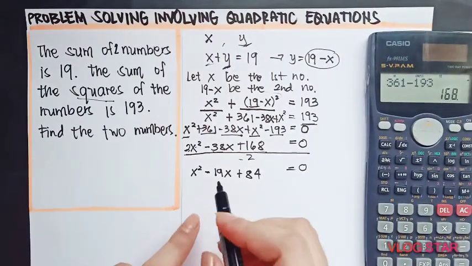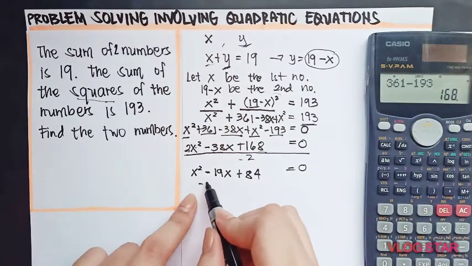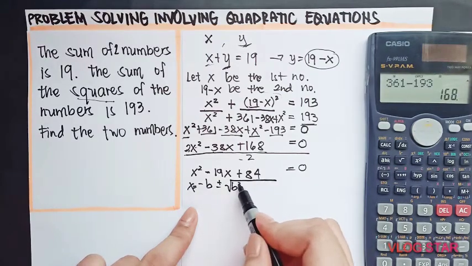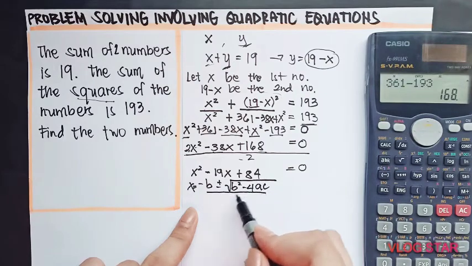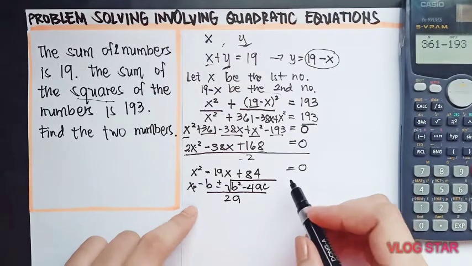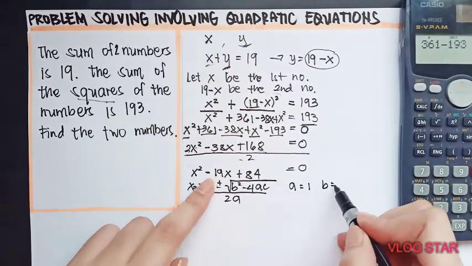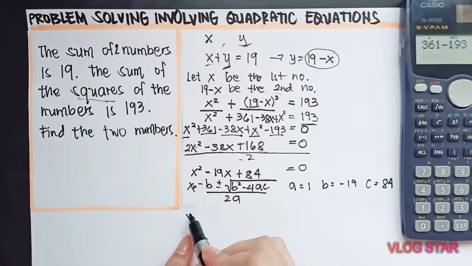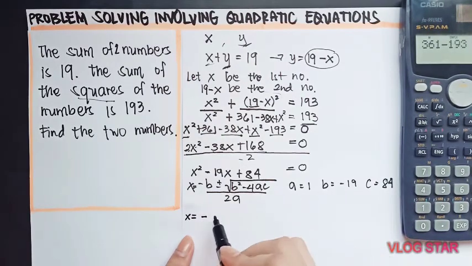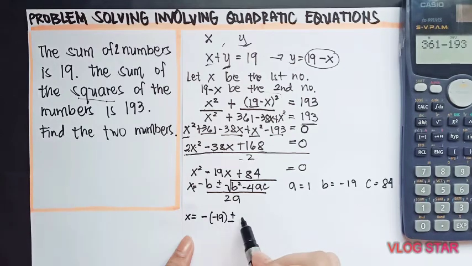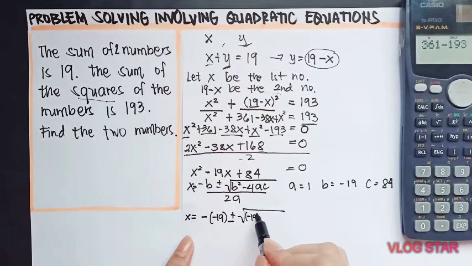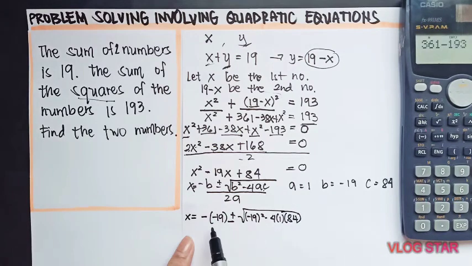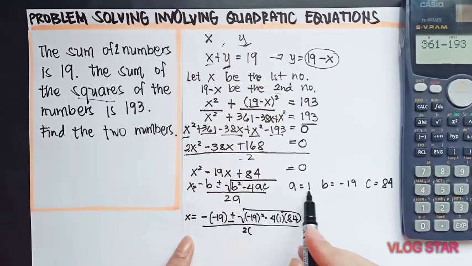So again, the quadratic formula is x equals negative b plus minus the square root of b squared minus 4ac all over 2a. And identify a, b, and c. So here a is 1, b is negative 19, and c is 84. Substitute to the formula. So I'm going to have x equals negative b, which is negative 19, plus minus the square root of b, again negative 19 squared, minus 4 times 1 times c, which is 84, all over 2 times a, which is 1.